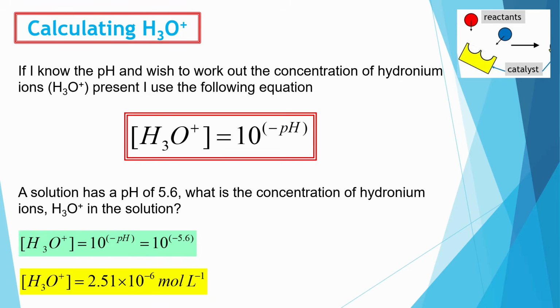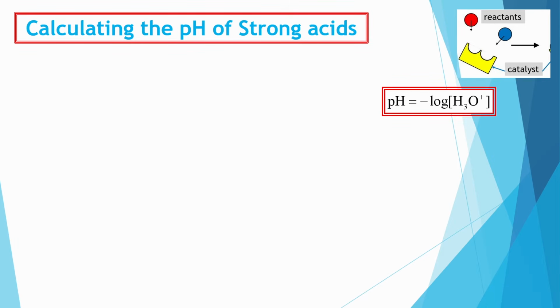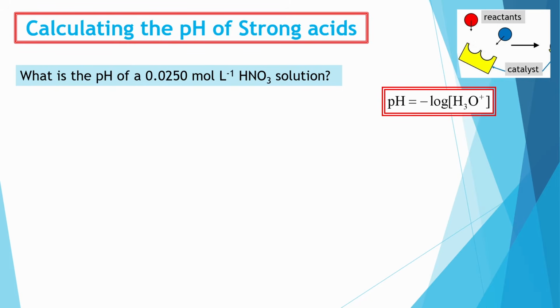So you have to be comfortable with whatever form you want to represent your numbers in, but I prefer standard form when I do it on the calculator. Okay, so if I want to calculate the pH of a strong acid, say they tell us we have this concentration of the strong acid, nitric acid.